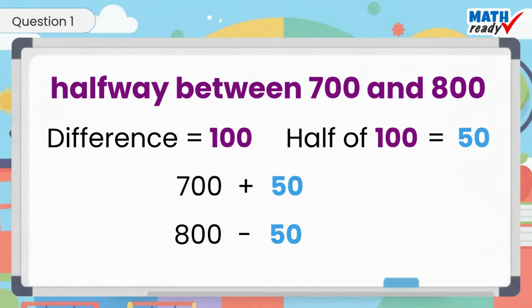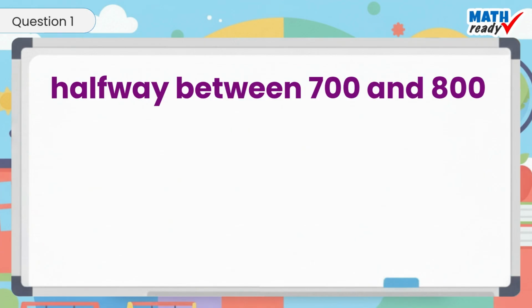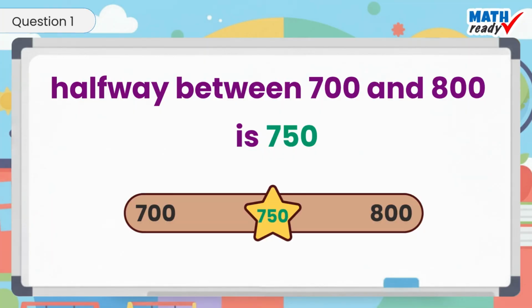700 plus 50 is 750, and 800 minus 50 is 750. So, the number that is halfway between 700 and 800 is 750. Let's have a look at the second example.